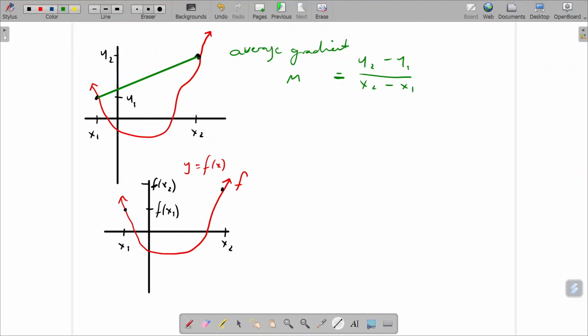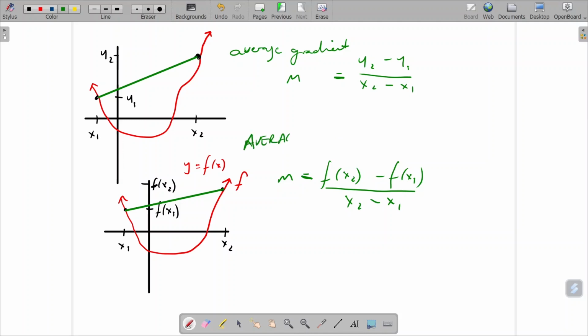But what's happened is I've changed the notation. All I'm doing right now is showing you how, by playing with the notation, I can get to some useful ideas. So my gradient is now f of x2 minus f of x1 over x2 minus x1. But because they are still measuring over 2 points, it is still an average gradient.